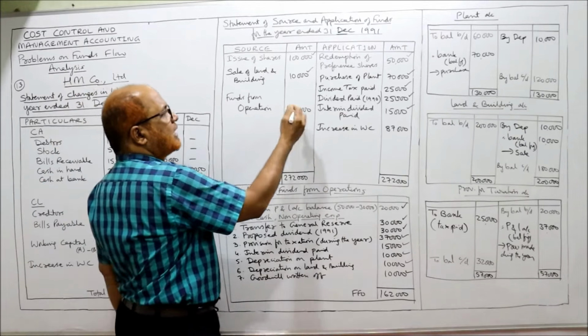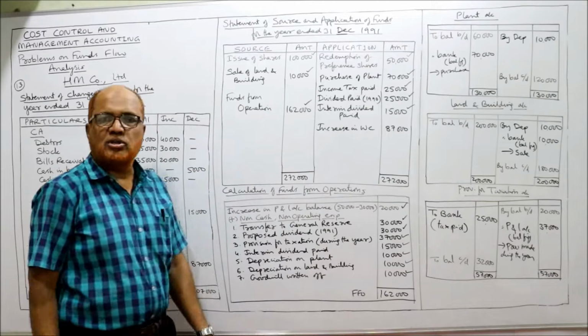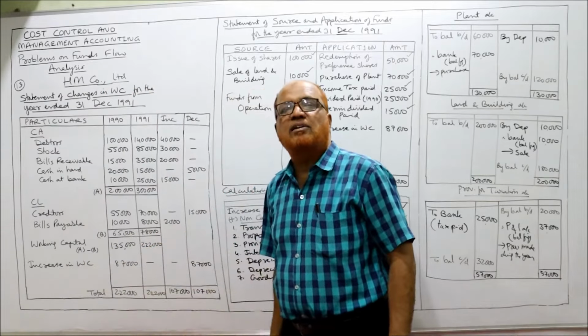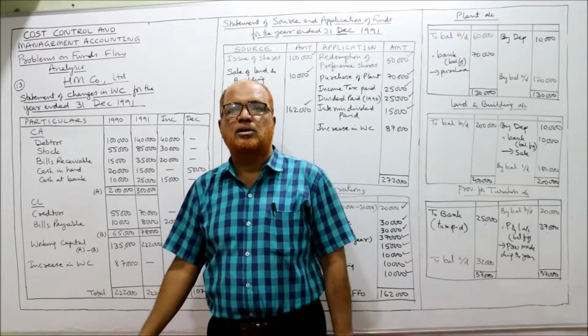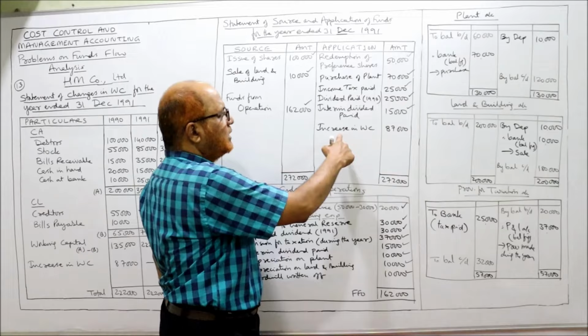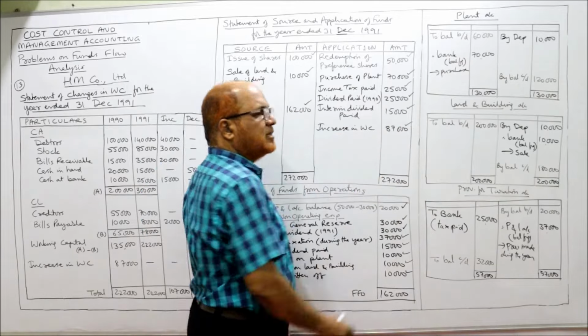Take the funds from operation on the source side. Now here you have increase or decrease. Increase in working capital 87,000. This should be taken on the application side. So here increase in working capital 87,000.